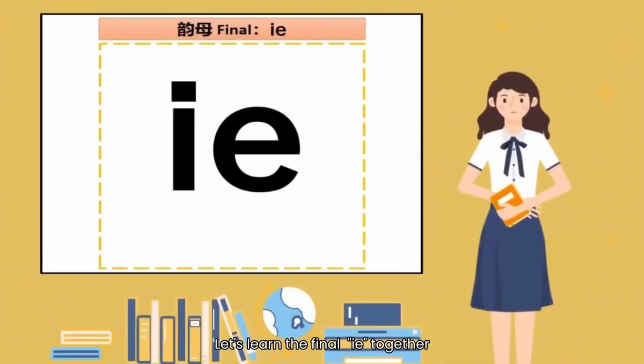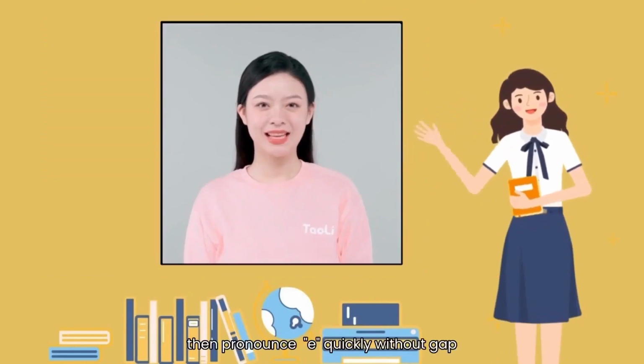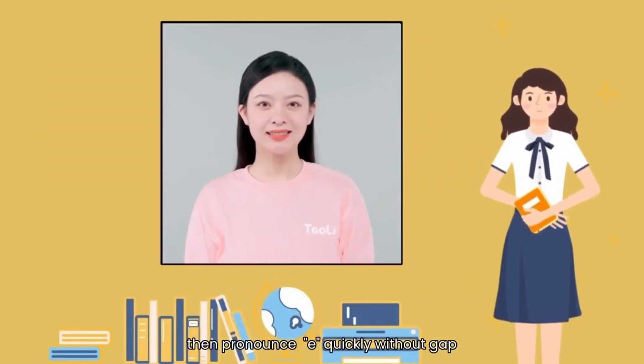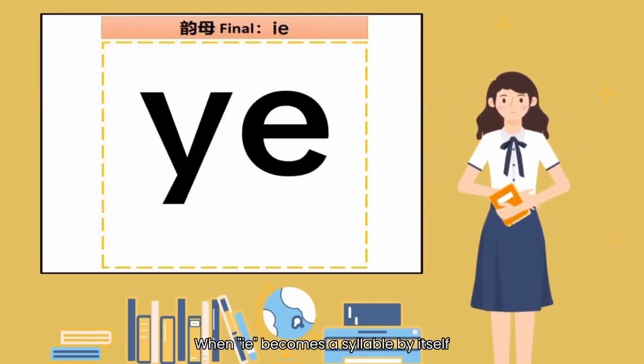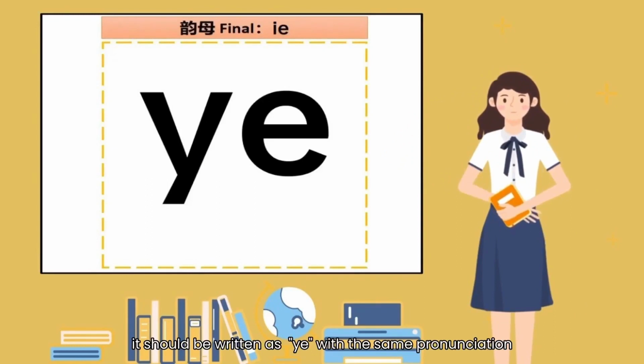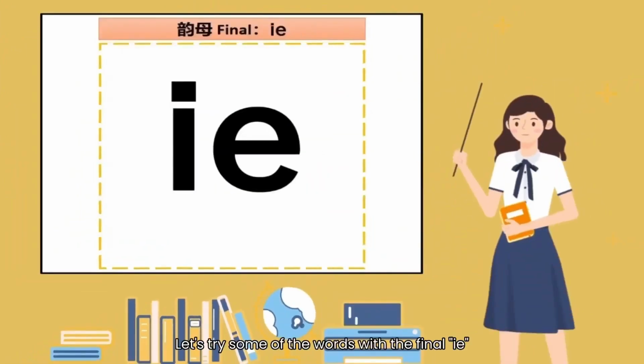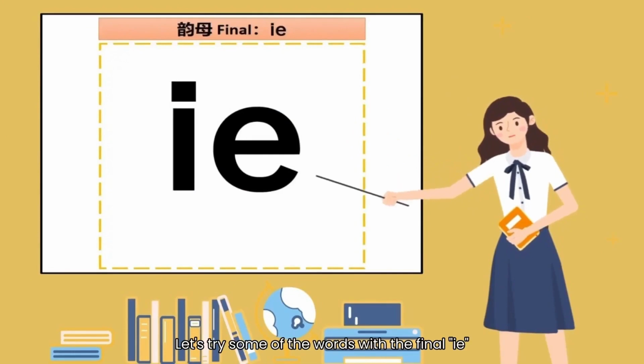Let's learn the final ya together. Pronounce e first, then pronounce a quickly without gap. Ya. When ya becomes a syllable by itself, it should be written as ya with the same pronunciation. Ye, ye, ye. Let's try some of the words with the final ya.